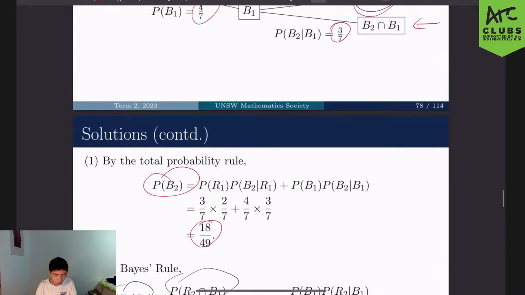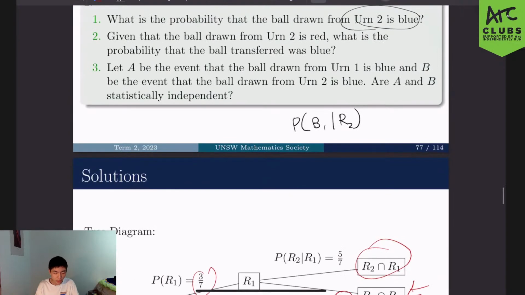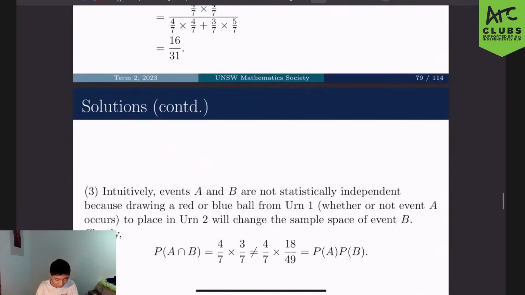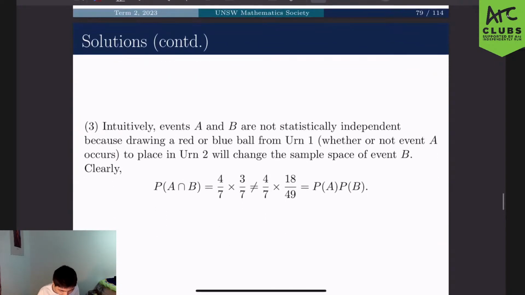Okay, so the third one that we want to find: let A be the event that the ball drawn from urn 1 is blue, and B be the event that the ball drawn from urn 2 is blue. So basically urn 1 is blue and the second one is also blue. So it's looking for whether those two are statistically independent or not. To check if it's independent or not, we run the test, which is whether or not P of A and B is equal to P of A times P of B.